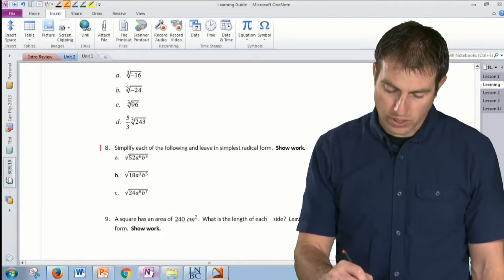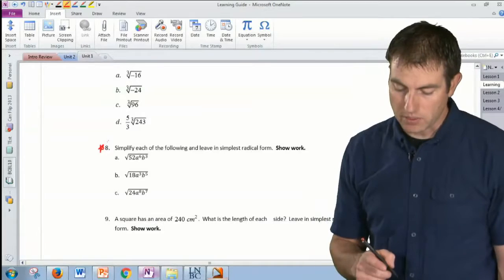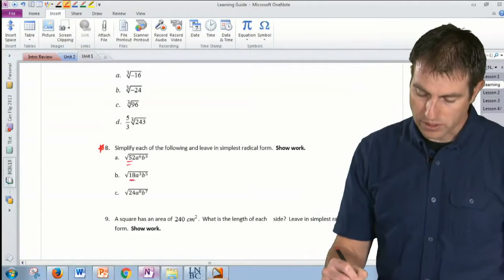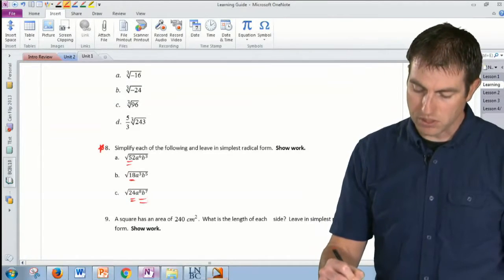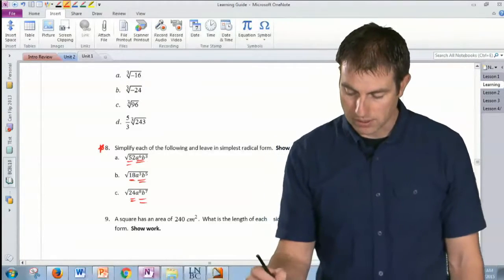I'm just going to write a star next to 8. When you are going through the work, when you get to 8, if you can simplify the numbers out front, awesome. Don't worry about the A's and B's for now. We haven't really spent time dealing with that, so maybe I'll go through that next day.